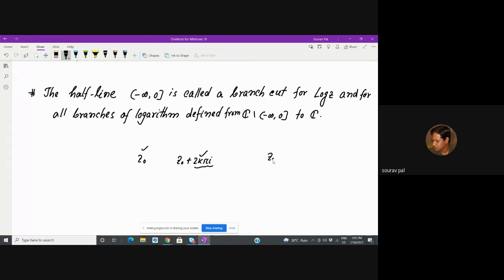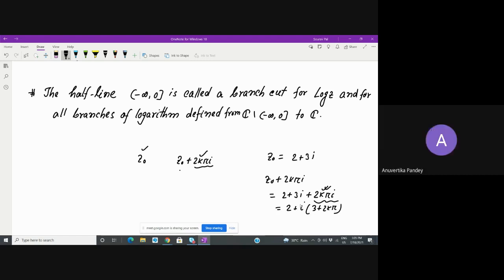If you choose your z naught to be, say, 2 plus 3i, then what is this other point? This point is z naught plus 2k pi I, which is equal to 2 plus 3i plus 2k pi I. And if k is non-zero, then definitely this is different, right? The imaginary part is different. This is 2 plus I times 3 plus 2k pi.